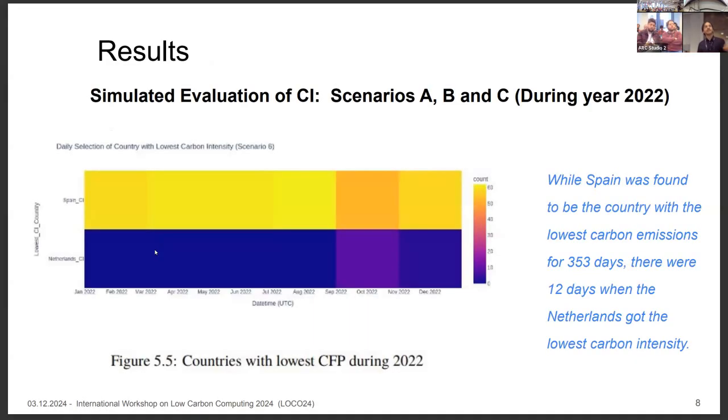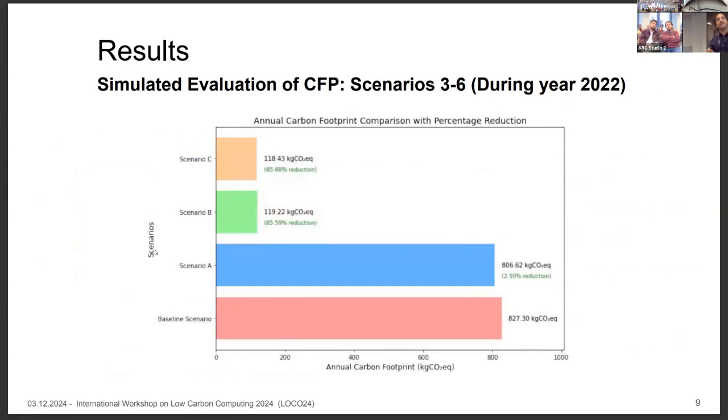This is the simulated carbon intensity through the whole year. In all of 2022, there were 12 days where the Netherlands had the lowest carbon intensity. So this is to give you an idea of how the algorithm could work in this simulation. And then these are the results.